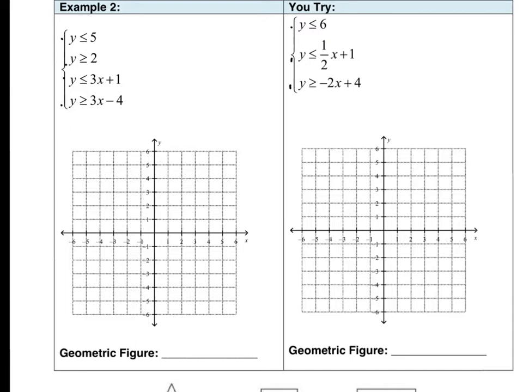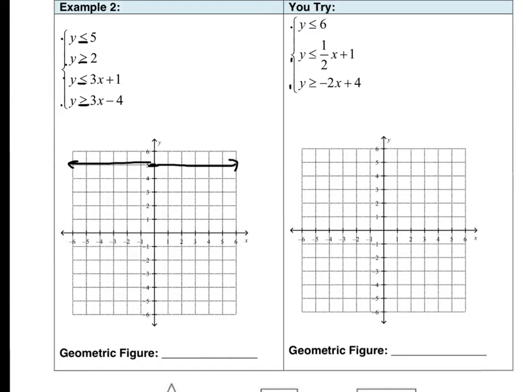We have y is less than or equal to 5. So I go to the y-axis, I go up to 5, and I make my line horizontal. This is an equal sign, so it is a solid line. Actually, every single one of these has an equal sign, so these will all be solid lines.